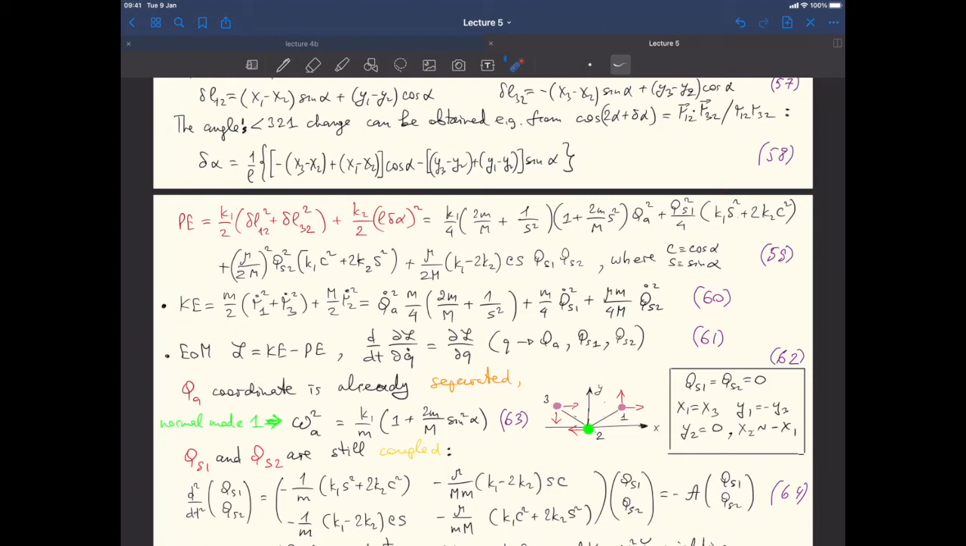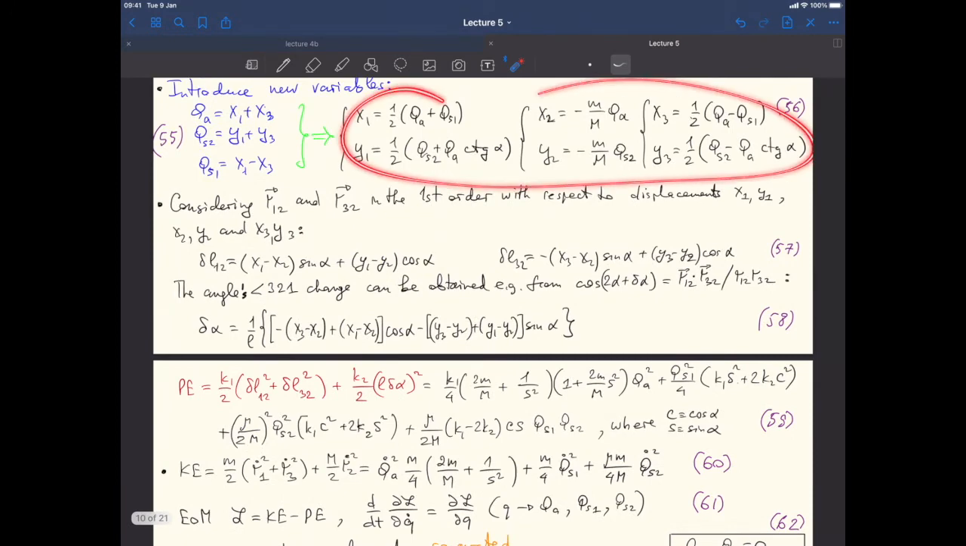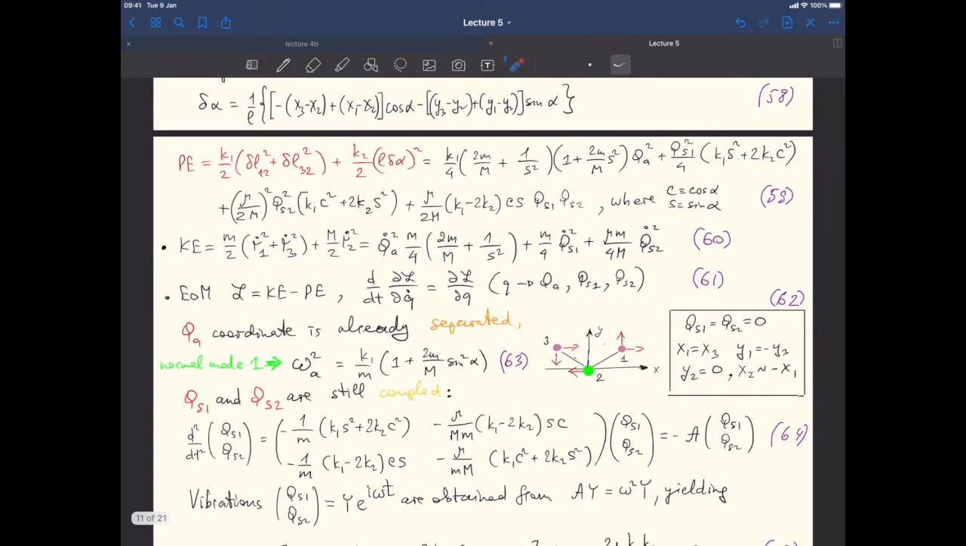Similarly, we can consider kinetic energy. The kinetic energy is given, of course, by this expression where R1, R2, and R3 are vectors. So you will have R1 dot squared is x1 dot square plus y1 dot square, and so on for others. Again, you substitute here all our expressions for the q coordinates, and you will arrive at that expression here. And in this case, you see that all three coordinates come separately.